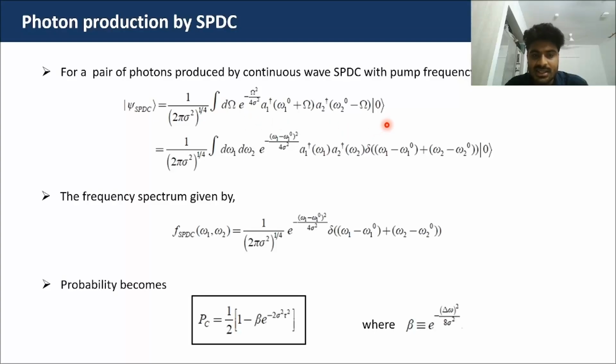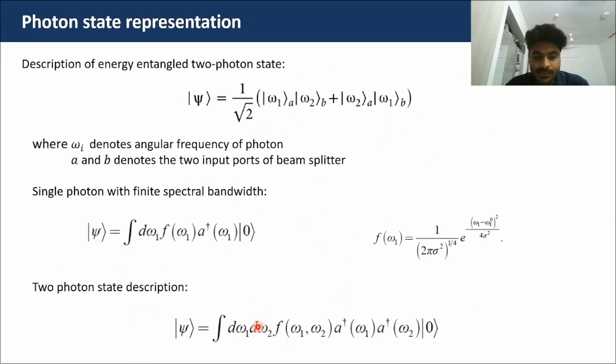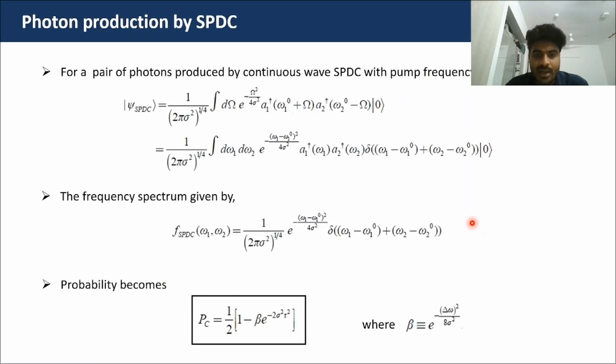As we can see, this is very similar to our idealized case, in which our state looked like this, and the f was given in the Gaussian form through this expression, in which sigma was the photon's half bandwidth and omega 1 0 was the central frequency. So we have our mathematical form of the state in this format, and the a1 dagger and a2 dagger are acting on the vacuum state.